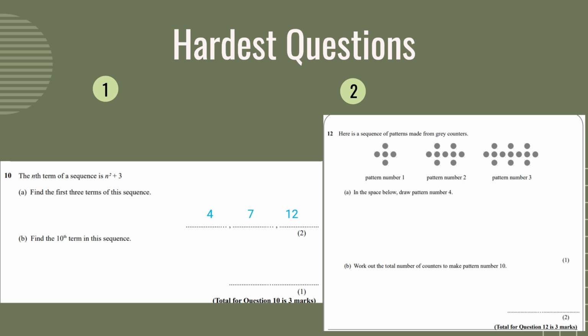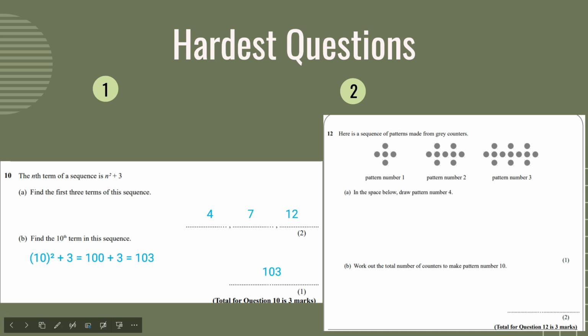Part B, we're asked to find the 10th term in the sequence. So we simply sub 10 into n. So 10 squared plus 3 equals 100 plus 3 equals 103. So our final answer is just 103.